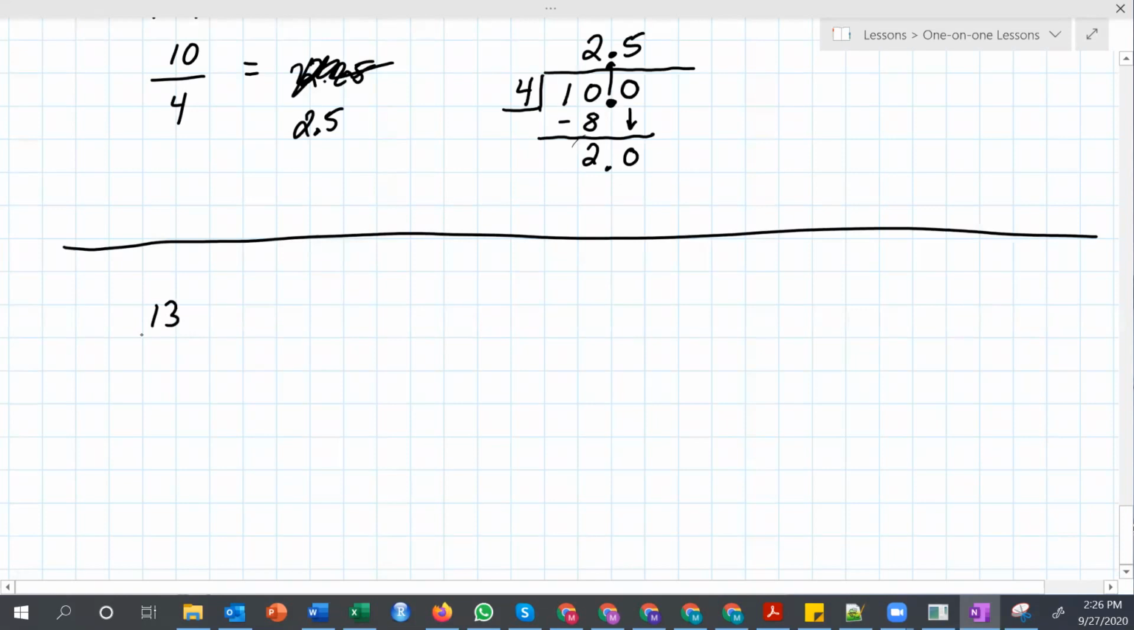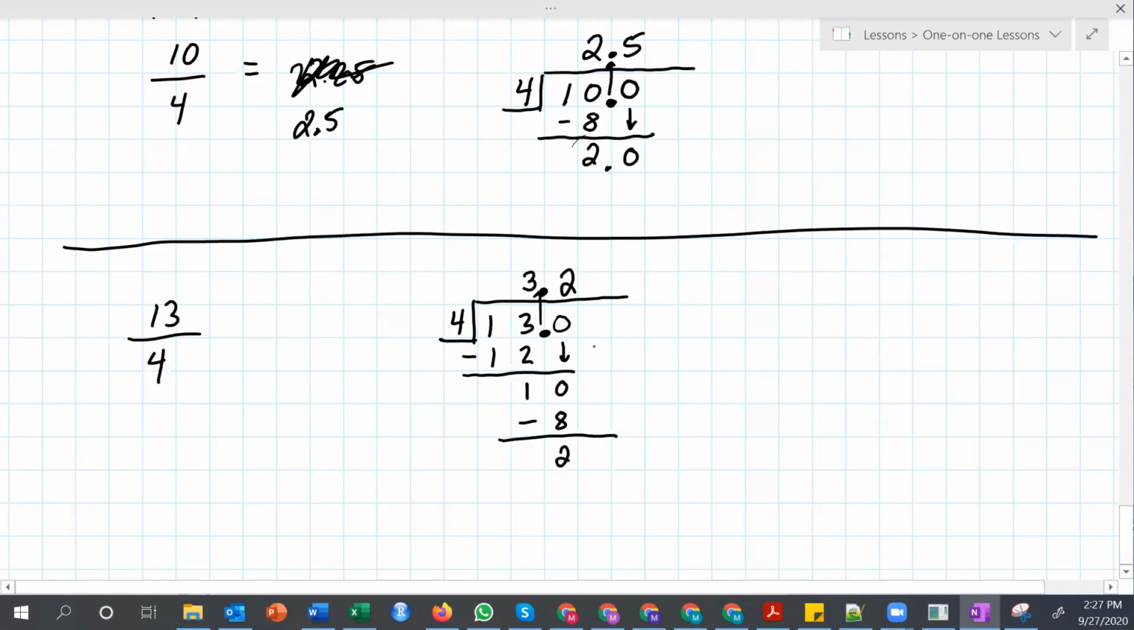Let's try another one. Let's do 13 over 4. So 4 goes outside the house, 13 goes inside the house. Put the decimal point there. How many times does 4 go into 13? 3 times. 3 times 4 is 12. You subtract, you get a 1 here. It's 13.0, so I'm going to put that in. This decimal always comes up to the same position. And then you bring this 0 down. So how many times does 4 go into 10? Twice. 2 times 4 is 8. You subtract and you get a 2. And you bring another 0 down.